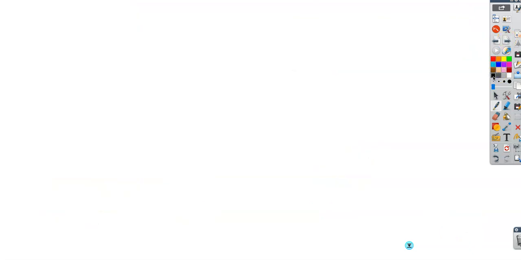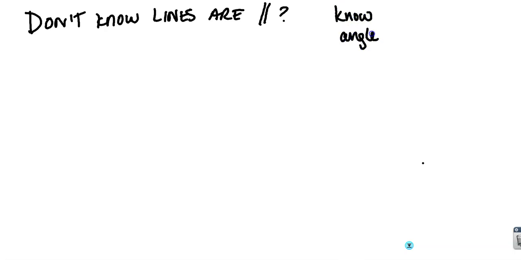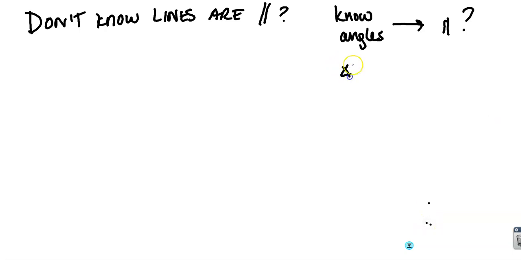And the last one that I want to show you is, what if we don't know the lines are parallel? Okay, so we're going to go backwards. This time we're going to know things about the angles, and we're going to use that to help us prove that they're parallel. Basically, we're going to say something like, maybe we know that the angles are congruent, and so therefore they have to be parallel. So we're going backwards.